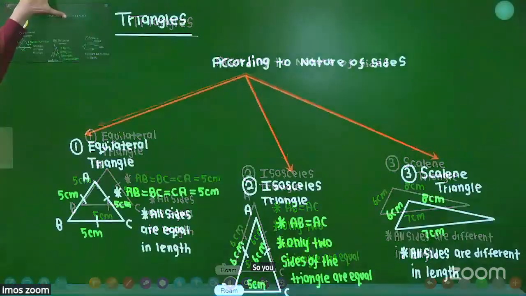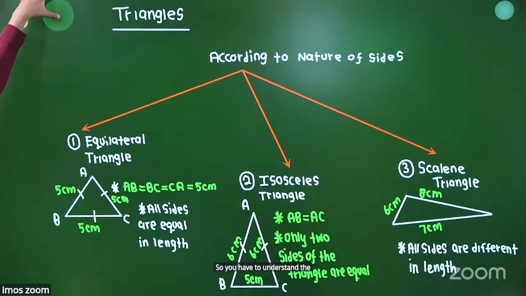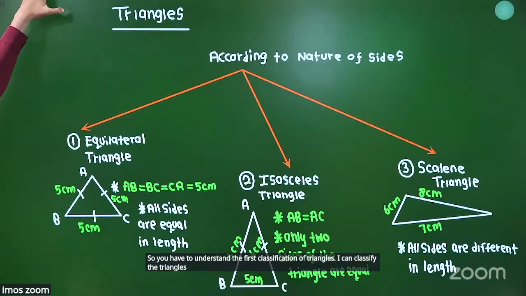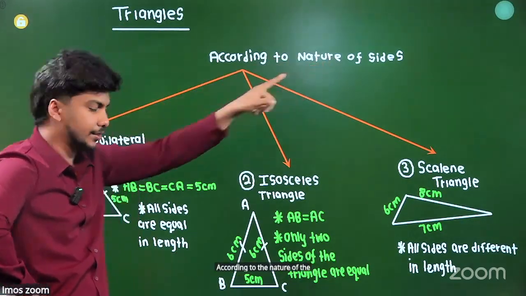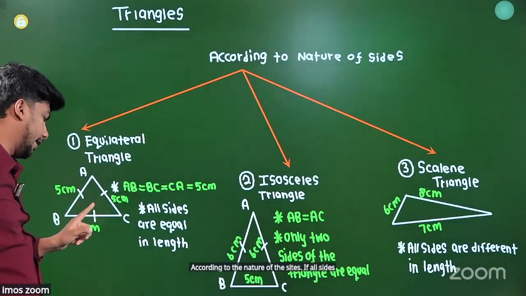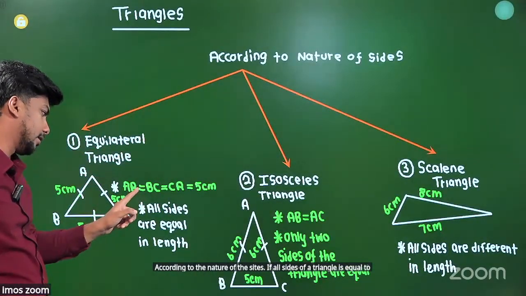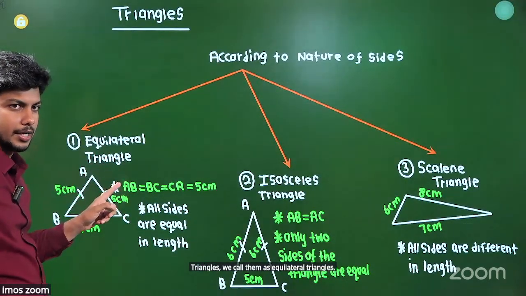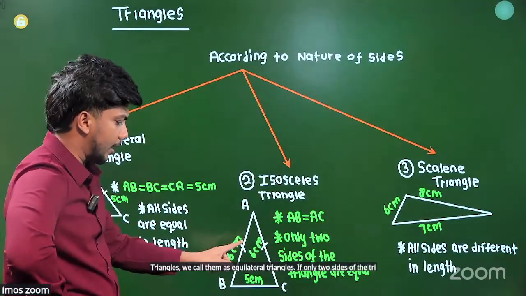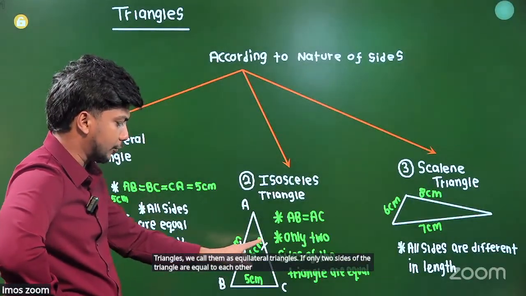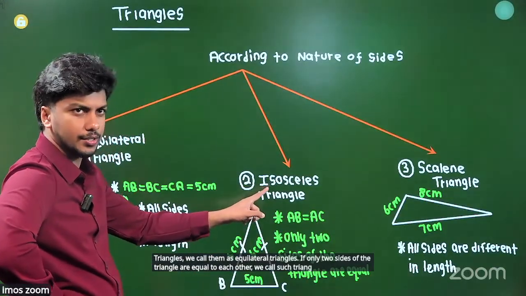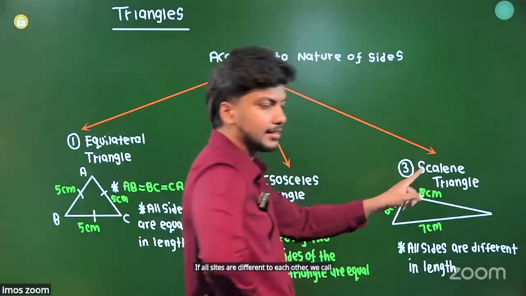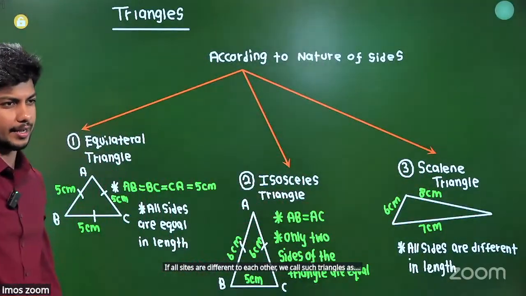So you have to understand the first classification of triangles. I can classify the triangles according to the nature of the sides. If all sides of a triangle are equal to each other, we call such triangles equilateral triangles. If only two sides of the triangle are equal to each other, we call such triangles isosceles triangles. If all sides are different from each other, we call such triangles scalene triangles.